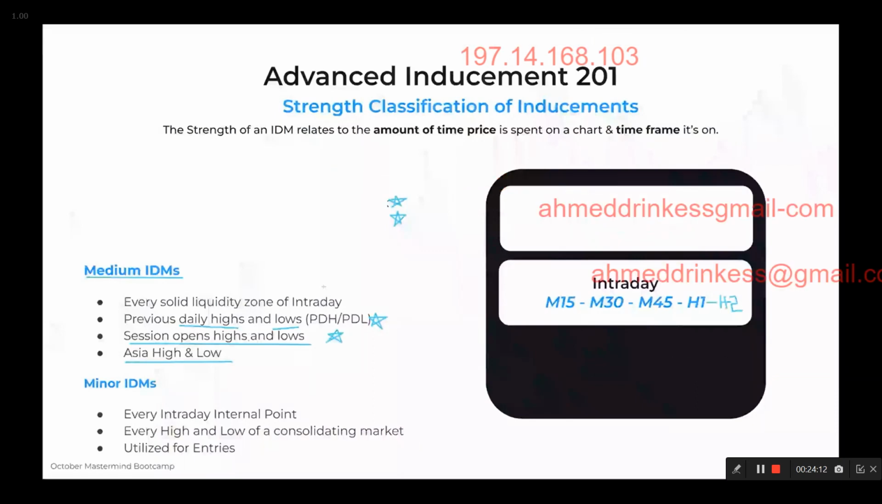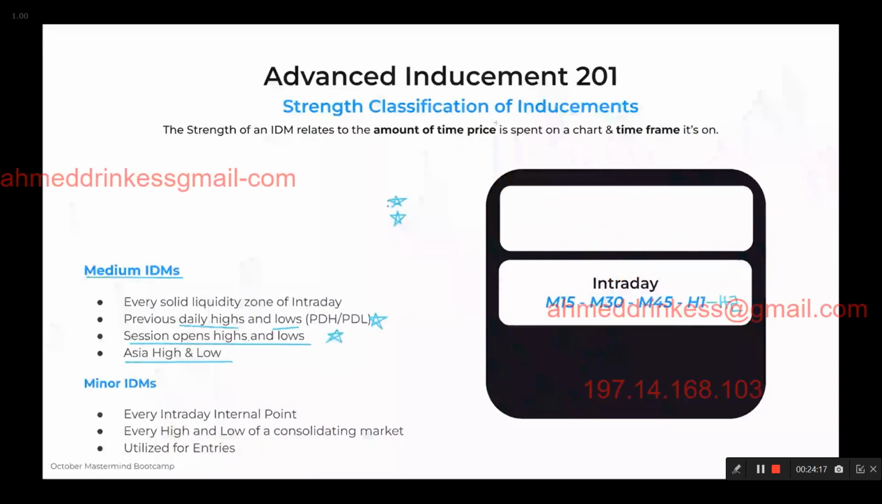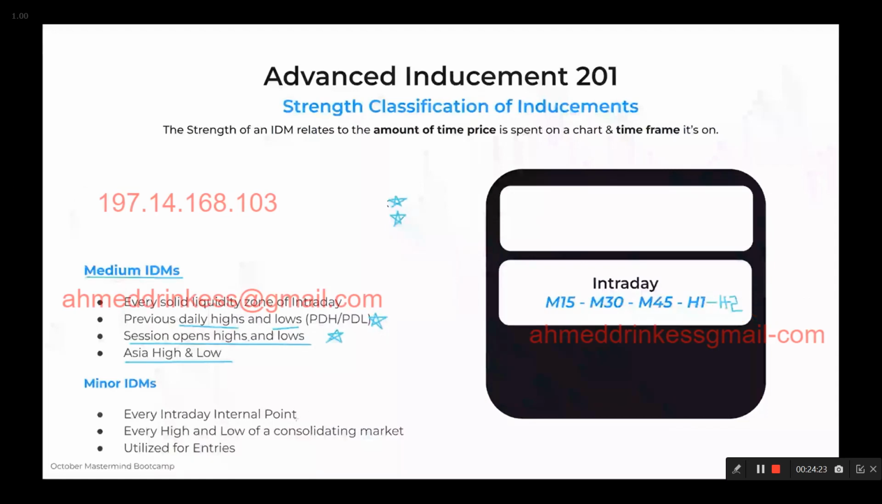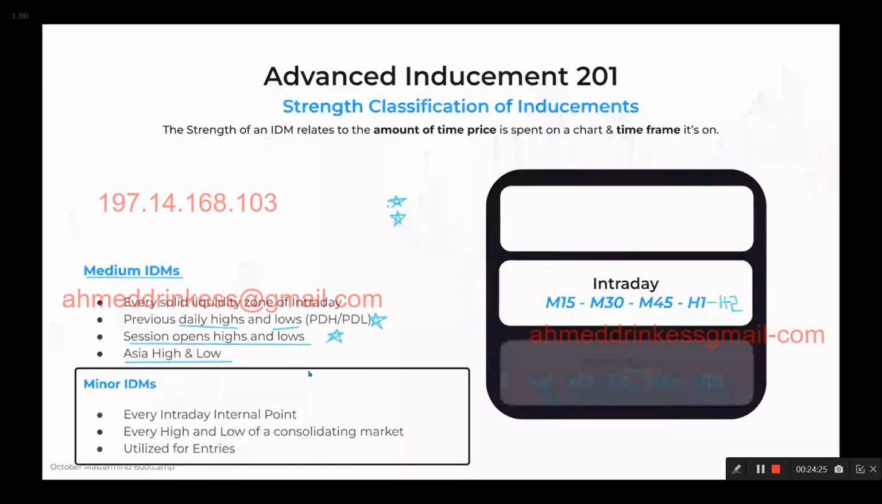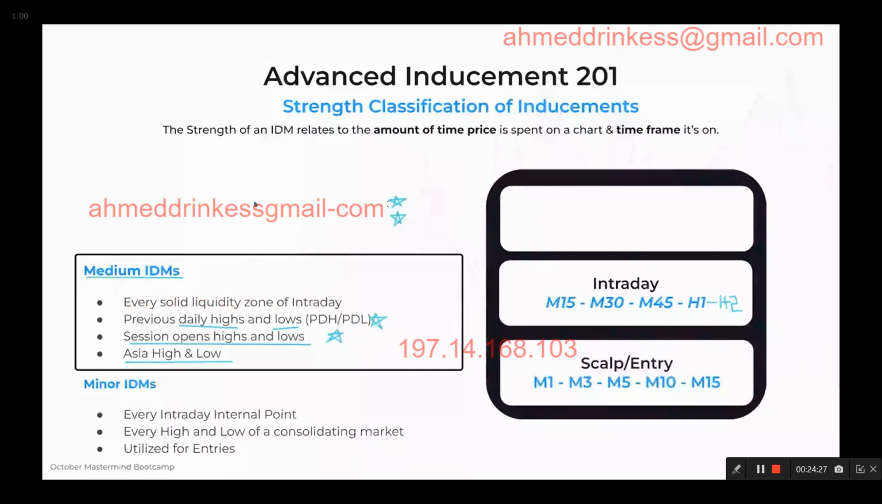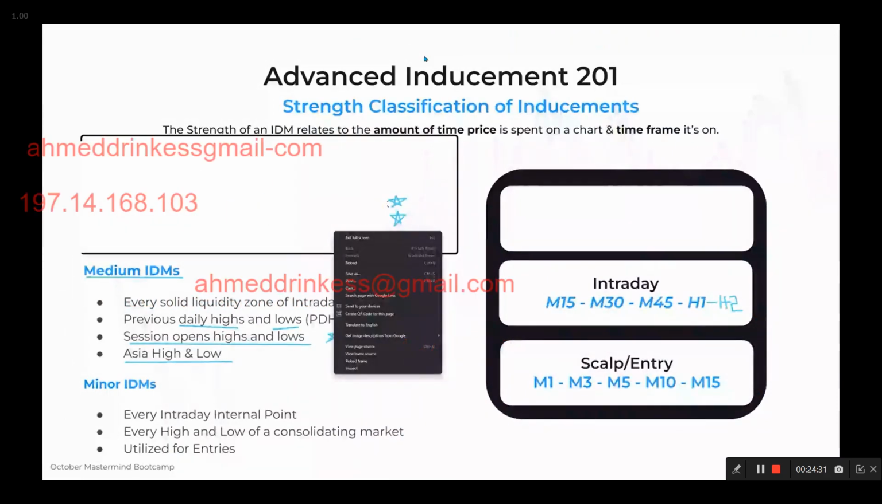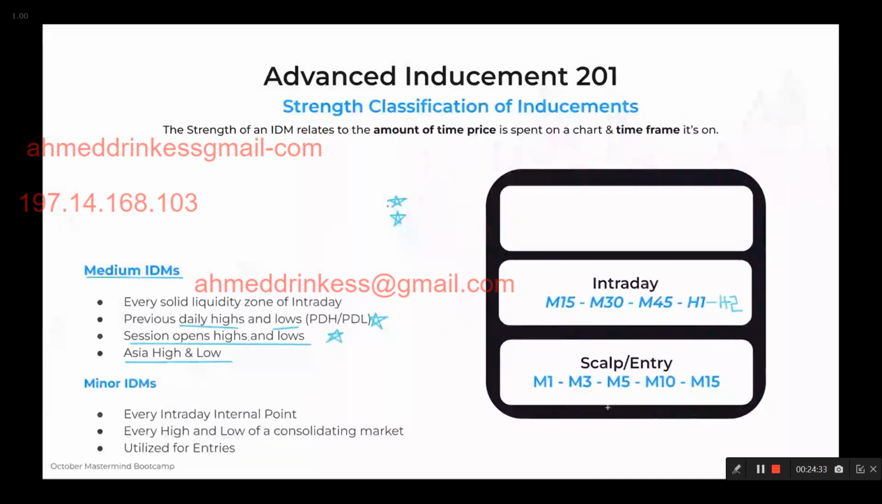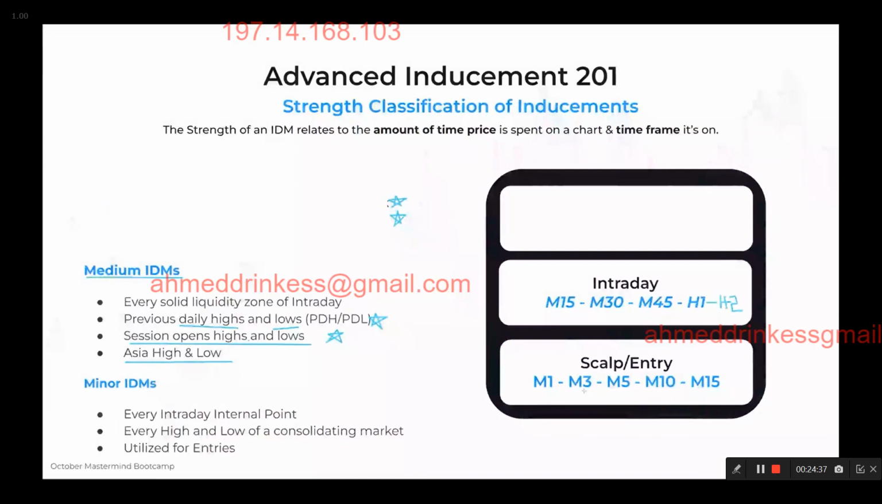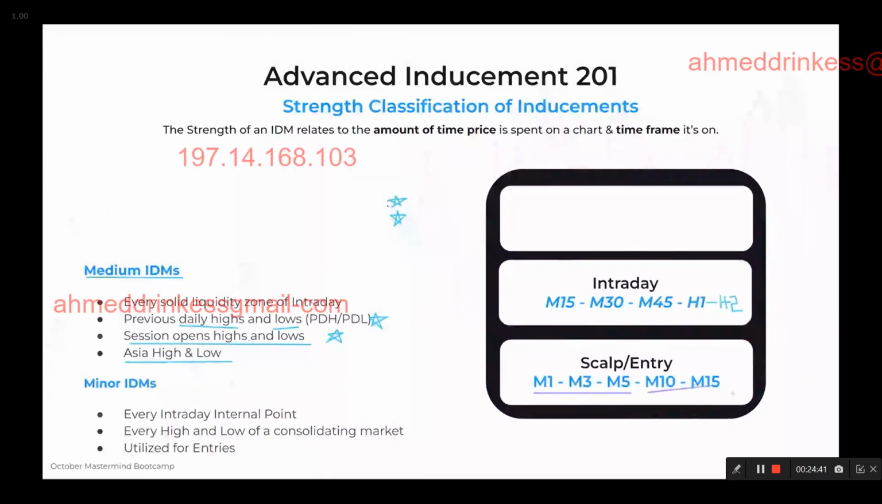Our intraday, or our minor inducements. I'm erasing stuff as I'm talking. The minor inducements are all of our intraday and our entry internal points. These occur on the 1 minute all the way to the 15-minute: 1, 3, 5, 10, 15. I use the 1 minute, 2 minute, 3, 4, 5, everything up to the 5 minute, and then afterwards I just use the 10 and the 15-minute time frame.